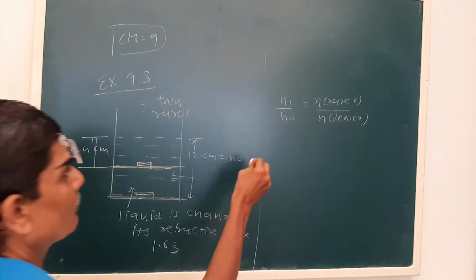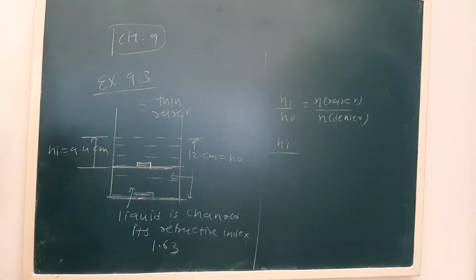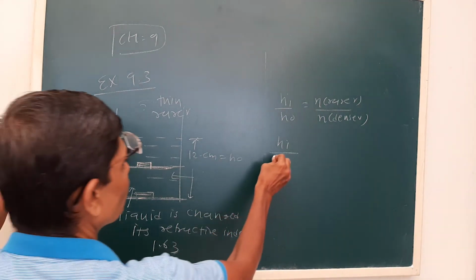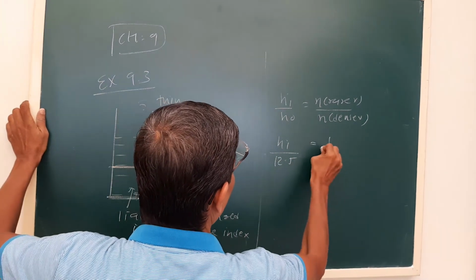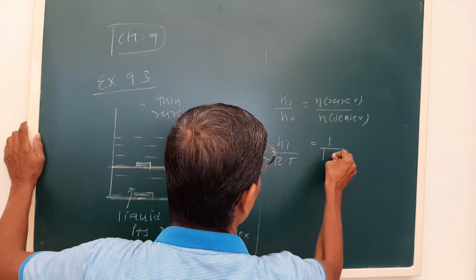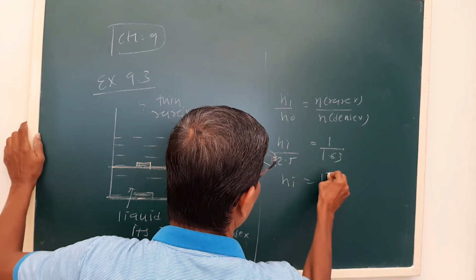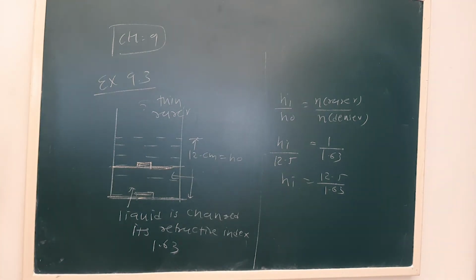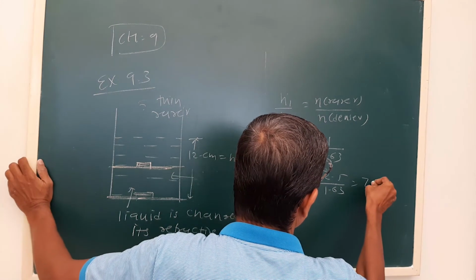Now see, we have to obtain Hi. Right now there is no need of this 9.4 centimeter. We have to find out again. Ho is 12.5 centimeter, n rarer is 1 again, and the liquid refractive index is 1.63. So Hi is 12.5 upon 1.63. That turns out to be 7.7 centimeter.